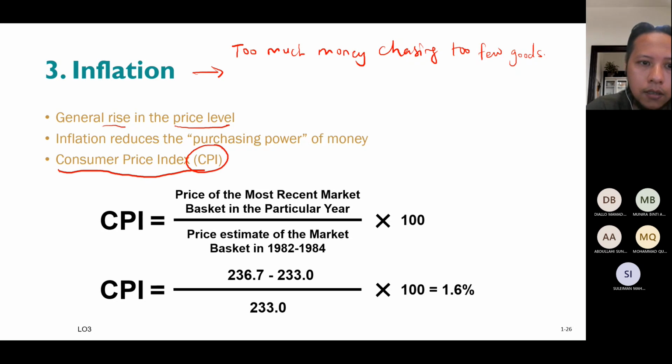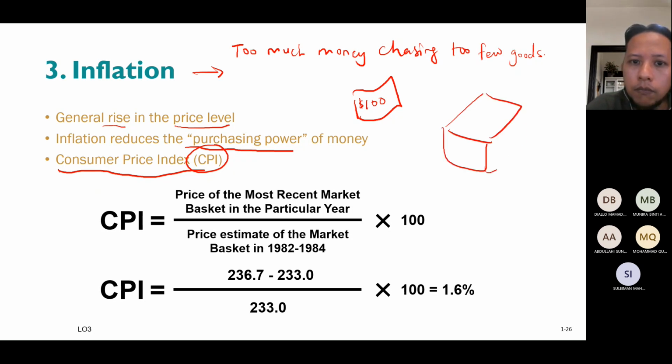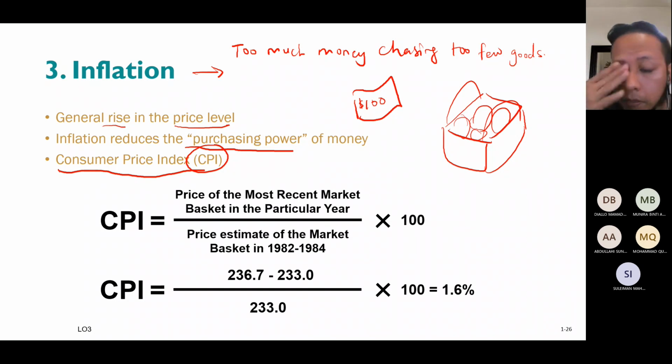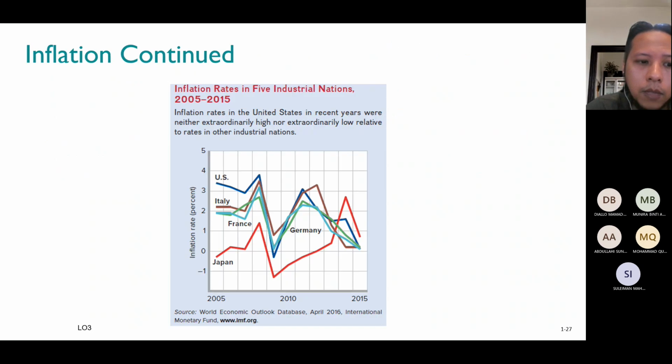Okay, and one of the effects of inflation is that it will reduce the purchasing power of money. Okay, so for example, if you had $100 previously and you went to the supermarket, you could buy maybe one full basket of goods. Okay, maybe let's say four items in the basket. But now because of inflation, you can only buy three.